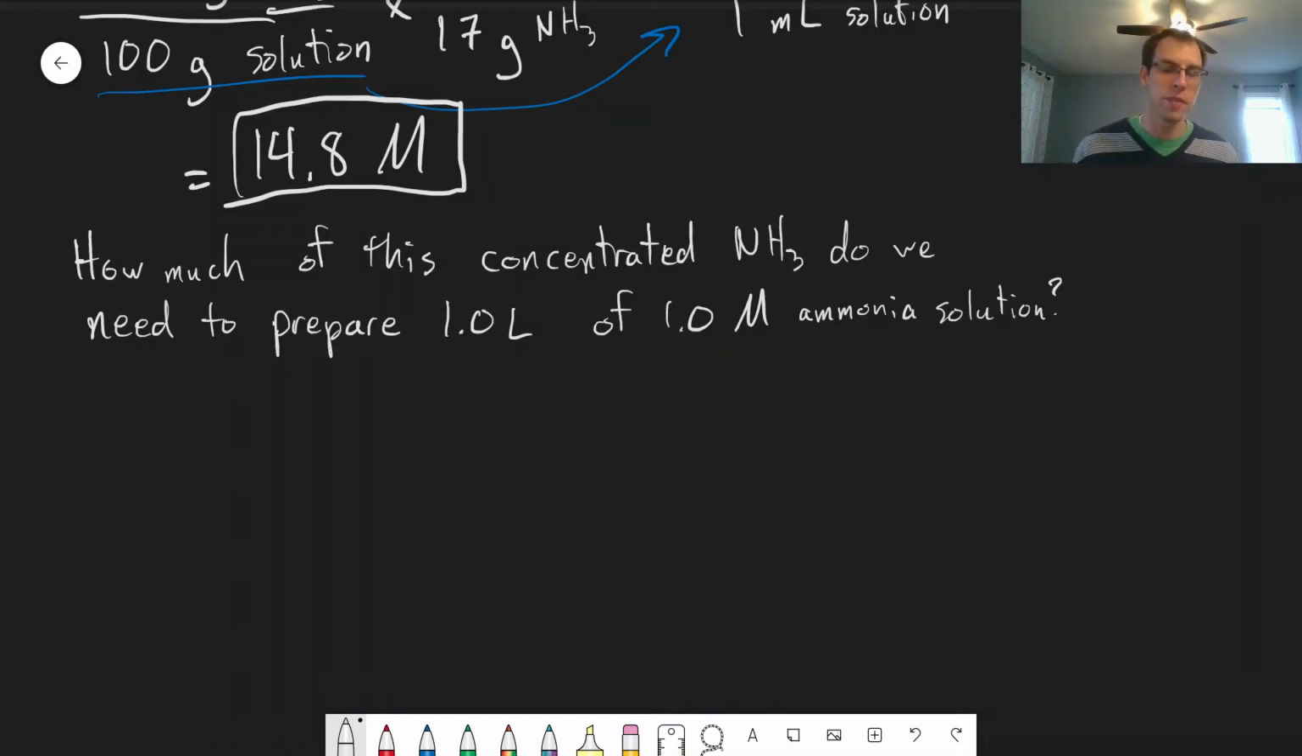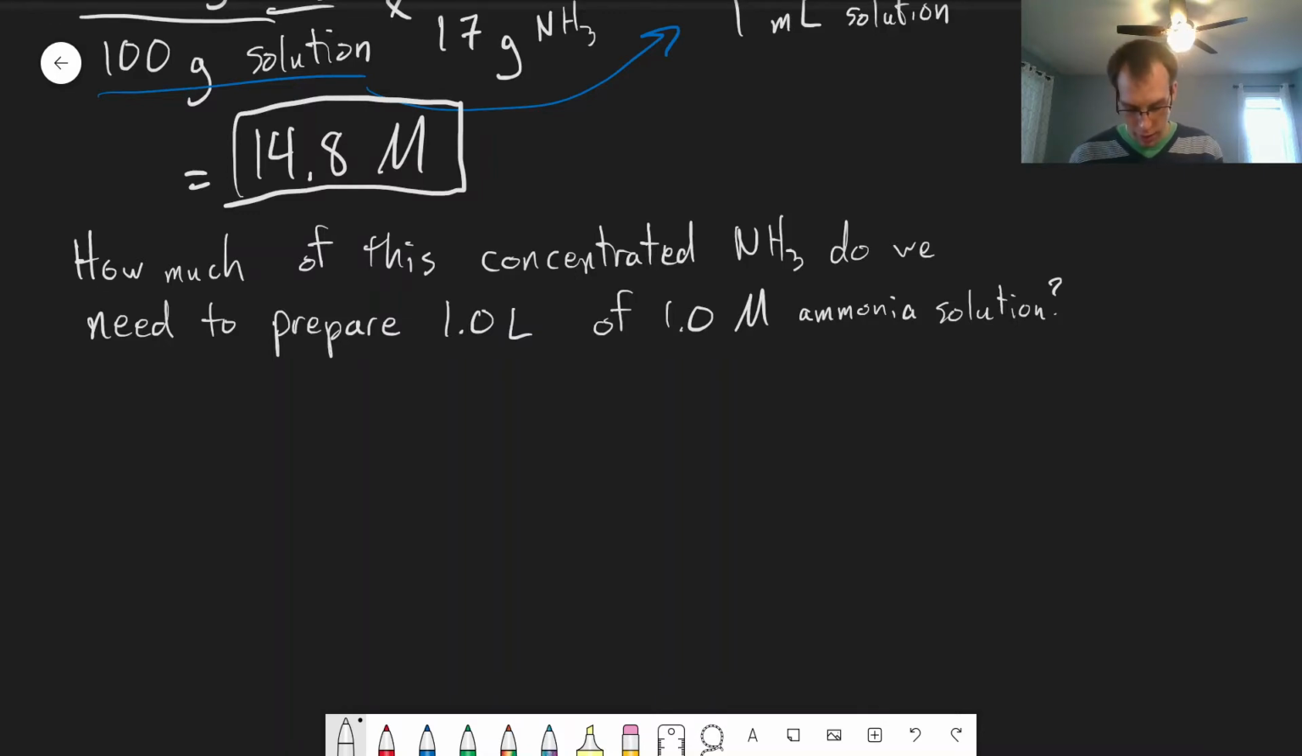As a follow-up to the previous problem, we can look at diluting this solution. We know we have a 14.8 molar solution, this concentrated ammonia. And a follow-up question is, if we wanted to take this solution and make 1 liter of 1 molar ammonia, how would we do that? How much of this concentrated NH3 do we need to do that?